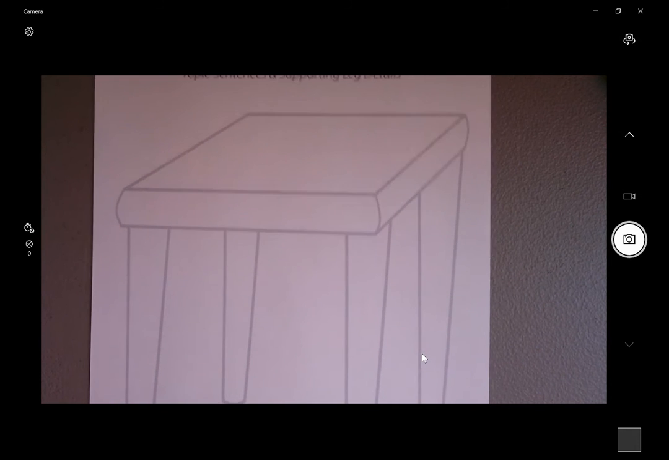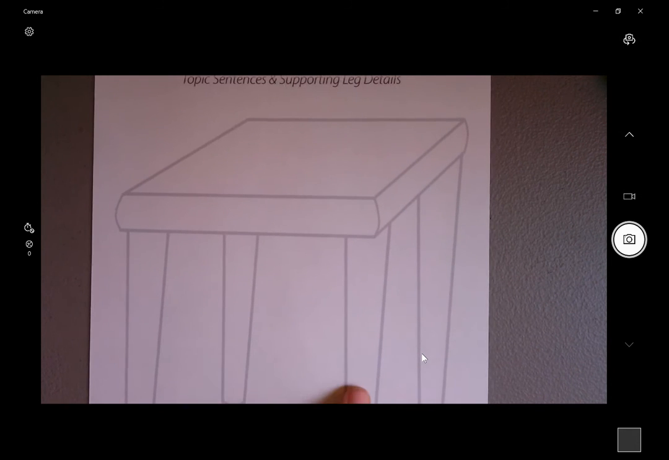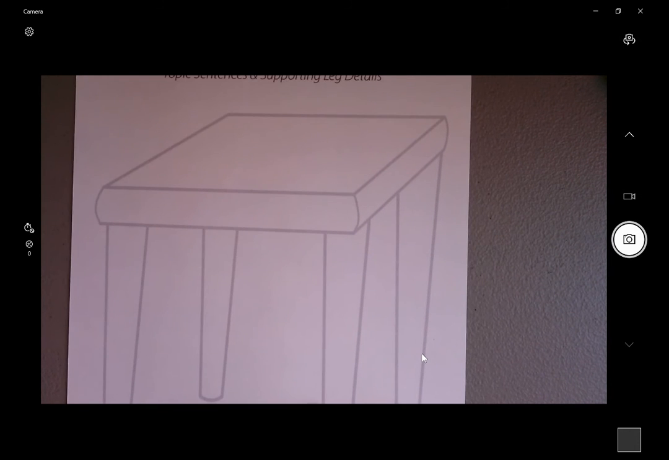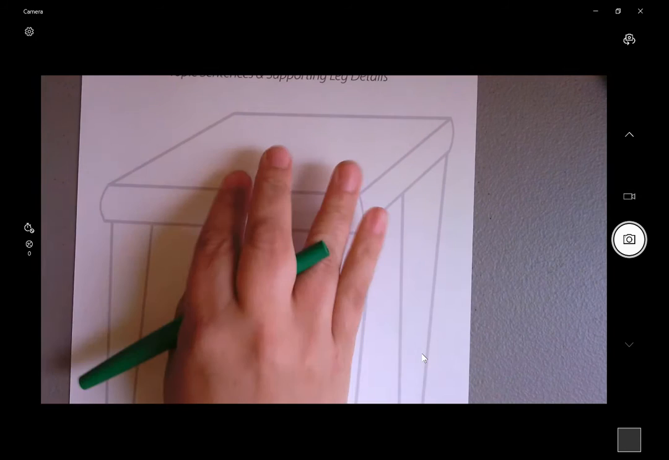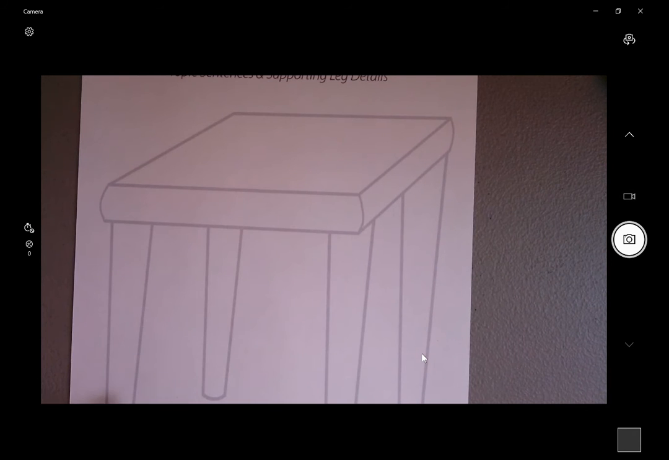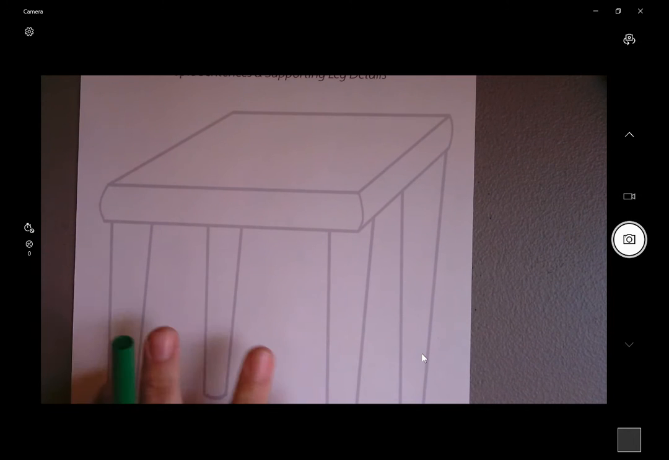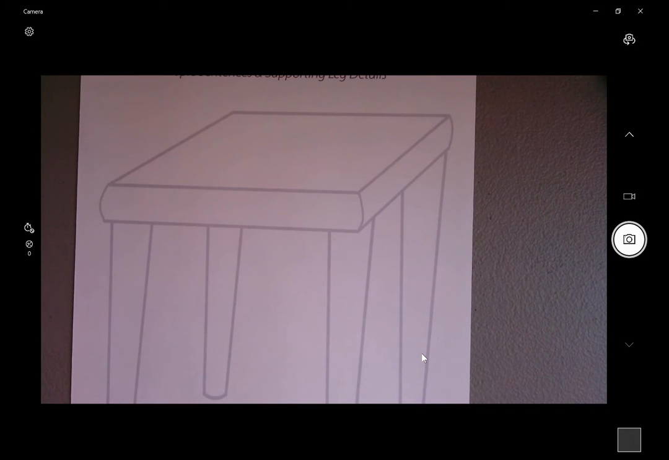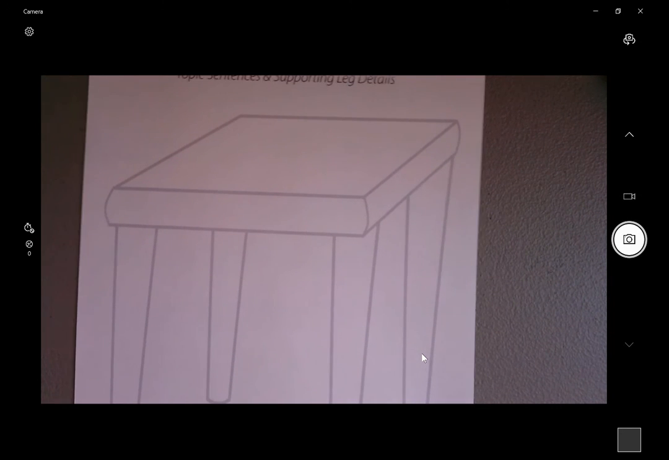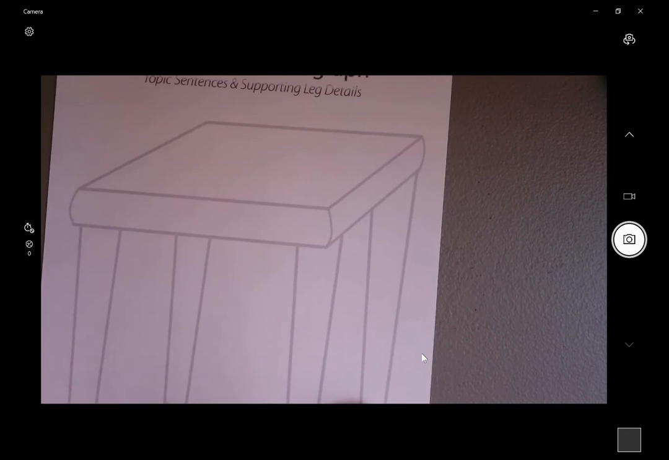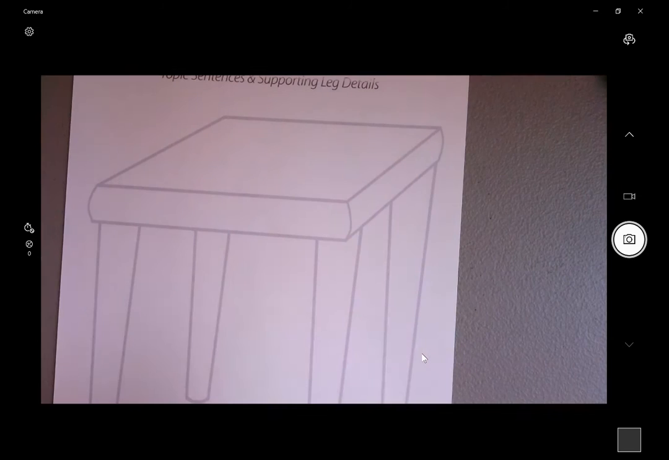Okay. So we're going to imagine that this table here is going to have our topic up on the top of the table. And then we're going to use these four legs to help support our topic and really hold our table up. Okay. So if we only had two supporting details, so if we only put details on these two legs, our table we can envision it just falling over, right? Because the table needs four legs to hold it up properly.